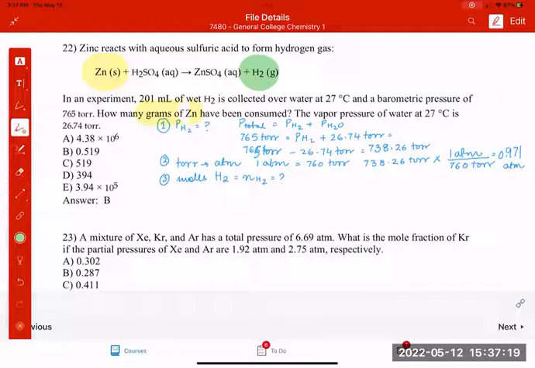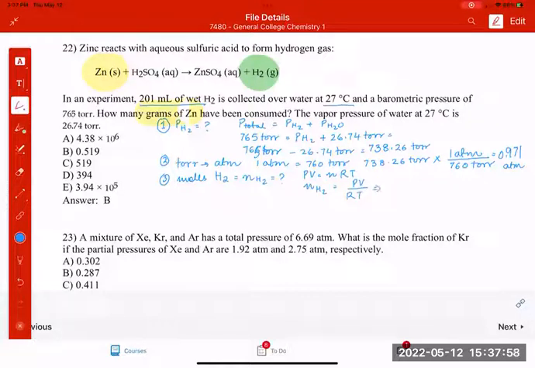Okay, so let's do this. How do we find the moles of hydrogen now? We know the partial pressure of hydrogen, we know the volume of hydrogen. We have eliminated the partial pressure due to water. We know the temperature at which this is done. So PV is equal to nRT, that's the ideal gas law. So n for the hydrogen is equal to PV over RT.